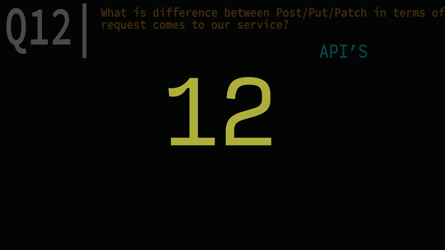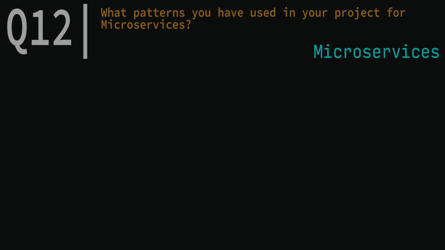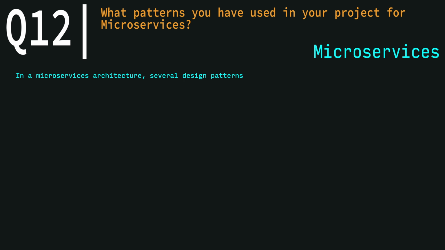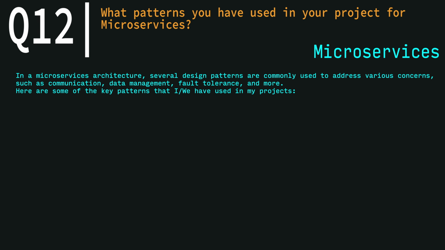This is one of the most important questions and it has a lot of subtopics to cover. And the question is what patterns you have used in your project for microservices. So usually in microservices we will use various design patterns, right? Such as communication patterns, data management patterns, fault tolerance and more.